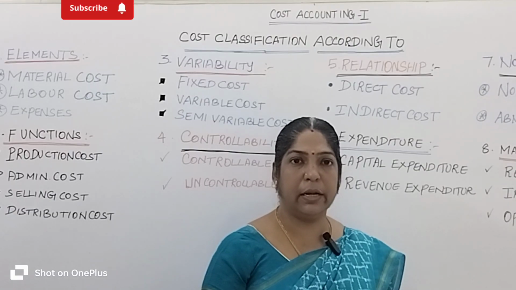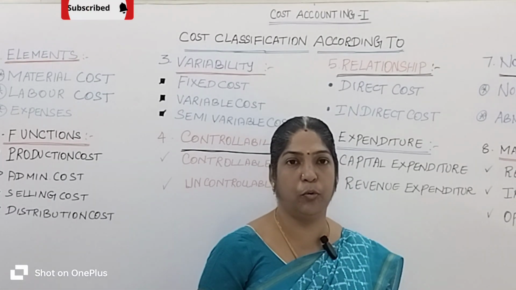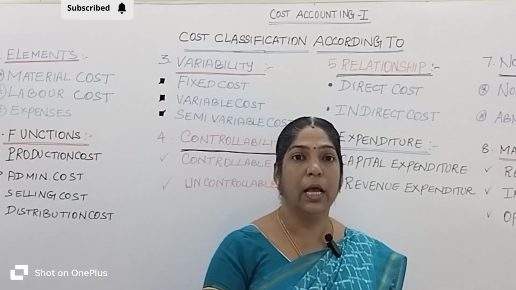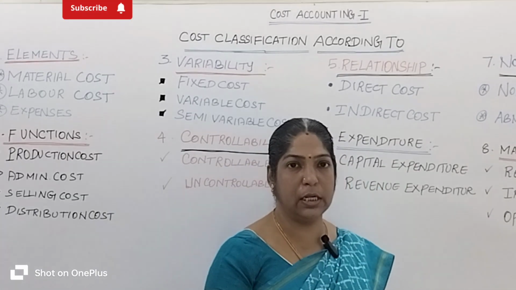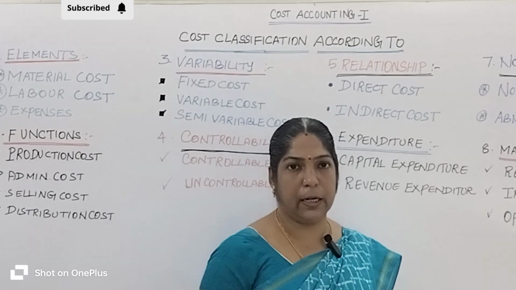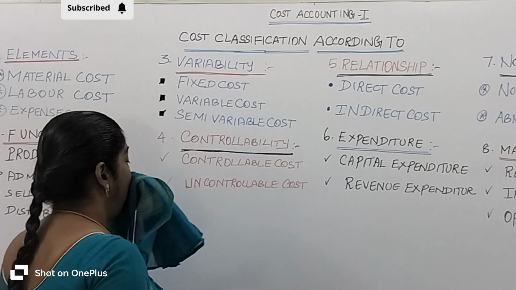Next month you can produce 5,000 units. Whatever units you produce, or need not produce, the rent you pay, 50,000, remains constant. That is called a fixed cost. Let's come to the next topic, variable cost.